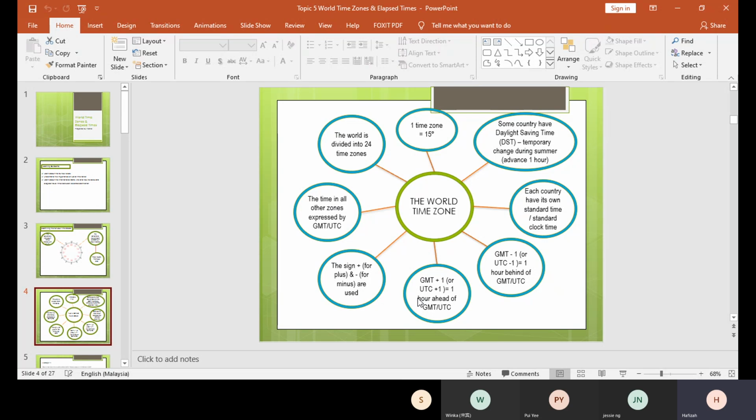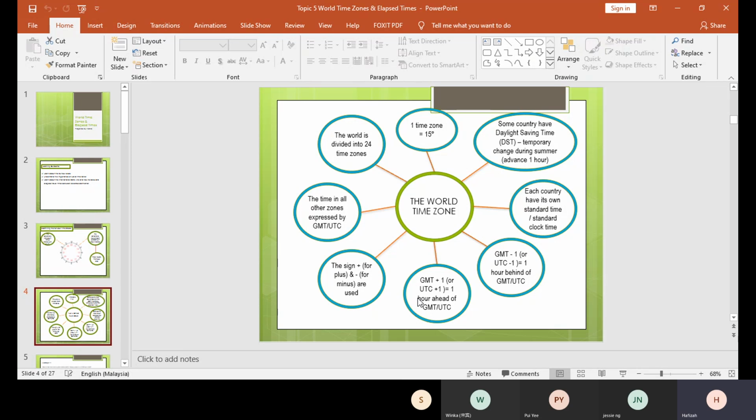Some countries have daylight saving time, which they call DST. Normally daylight saving time is only during summer because they have extra daytime. It temporarily changes during summer, so they advance 1 hour. For example, previously they were just plus 4, but during DST they become plus 5. So they advance 1 hour, plus 1 more hour. And each country has its own standard clock time.